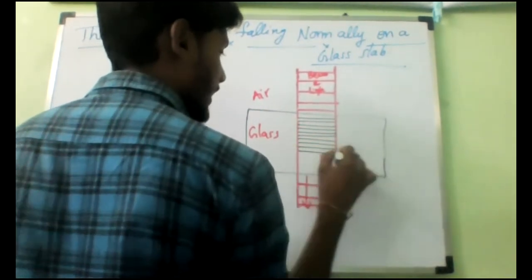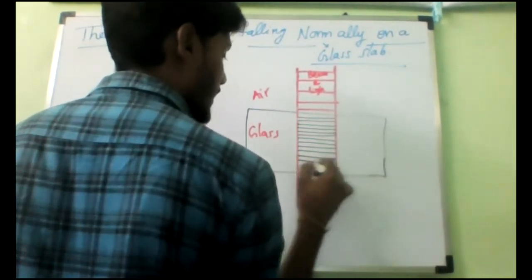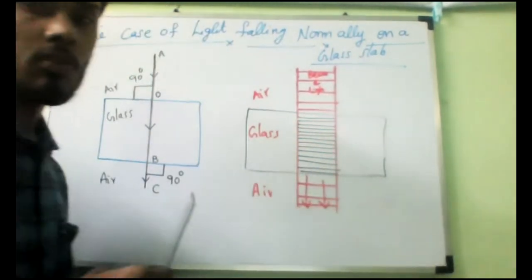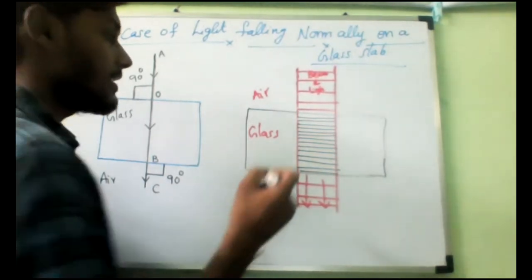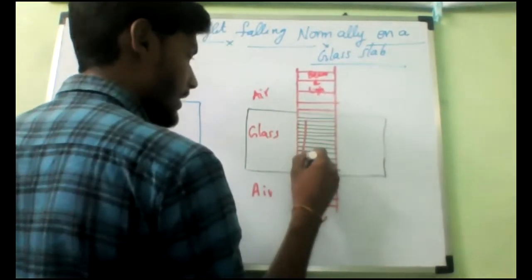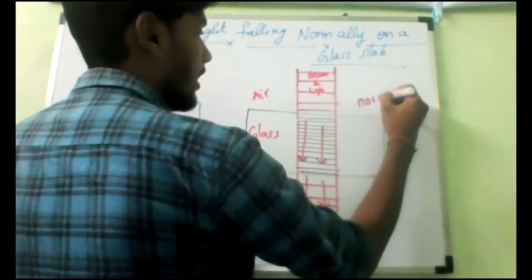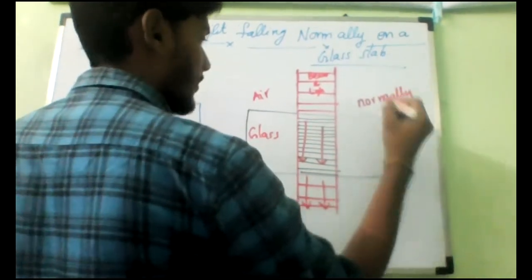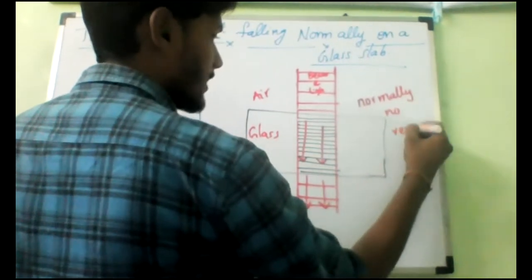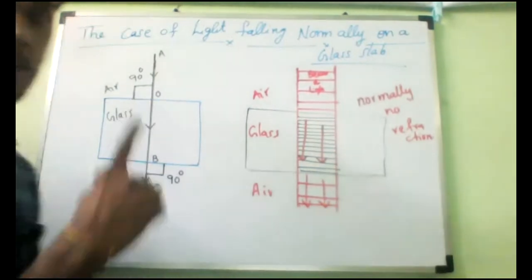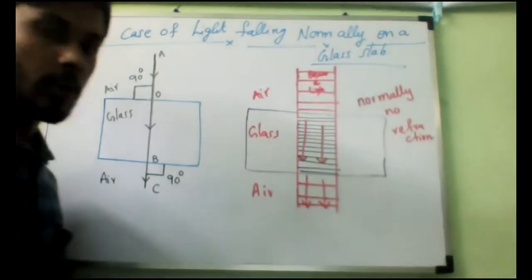That indicates the speed of light is decreasing inside the glass, but still how will it travel? It will travel in the same straight line, perpendicular to the surface, because it is falling normally or perpendicularly to the surface, so no refraction will take place. No refraction will take place. That is what you should remember. Always, all of you write.